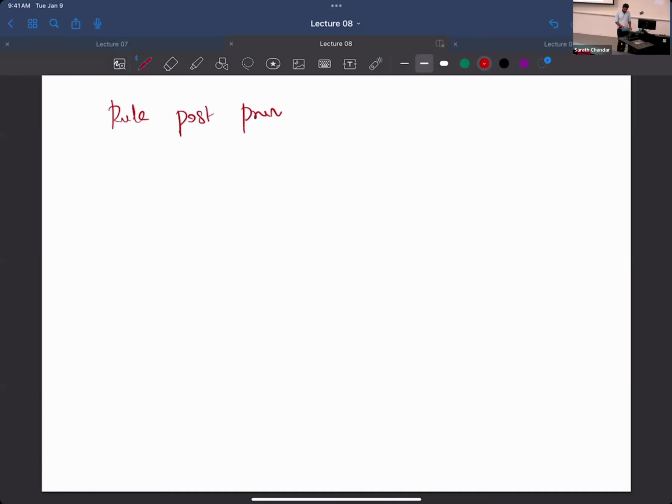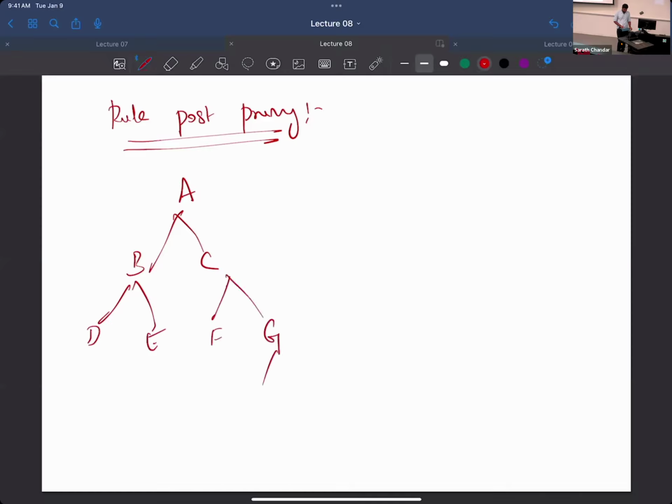Rule post pruning, right? So let's take a running example. Let's say I have a bunch of tests. It doesn't matter what they are. Every test is, let's say, a binary 0, 1 kind of test. And by the end of the tests, you have yes or no answers.